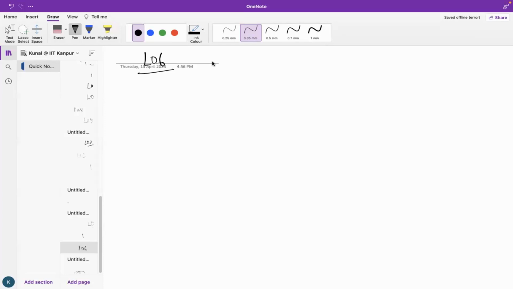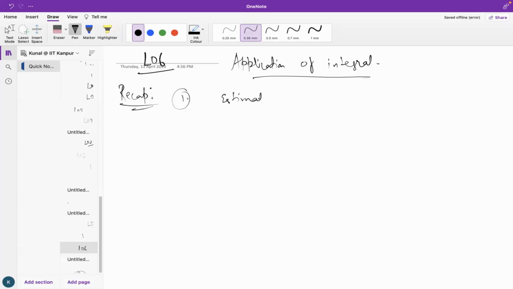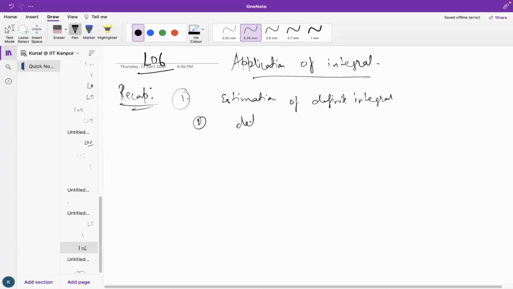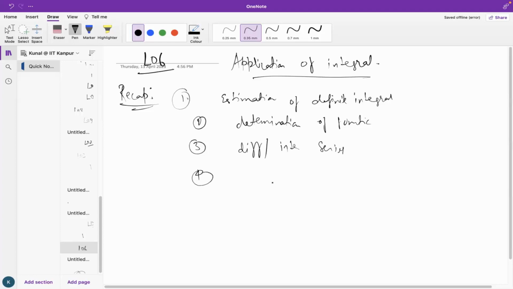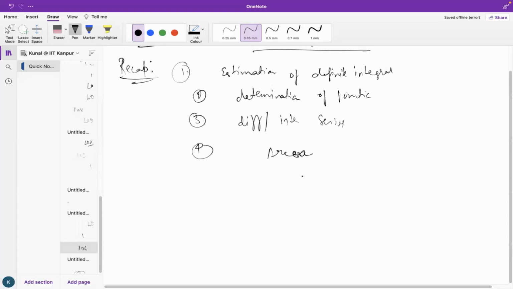Okay. So अभी तक हमने जितने भी चीजें कवर करी हैं, तो let me recap the things. ओके, सो हमने क्या पहला कर रखा था? Estimation of definite integral, then determination of function, and then differentiating and integrating series, and then we are doing actually area, right? So कल की लेक्चर में मैंने एक चीज बताई थी कि एक क्लास में प्रॉपर्टी बताया था. I hope you all remember those properties.